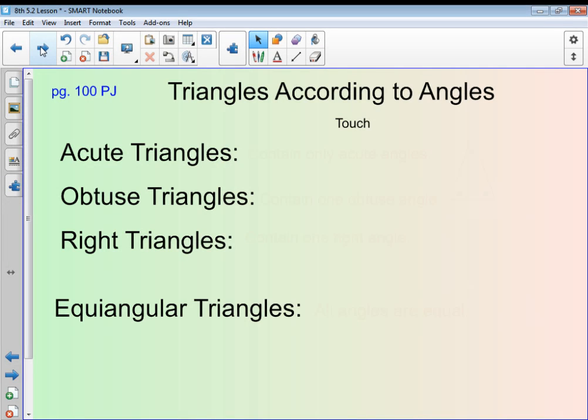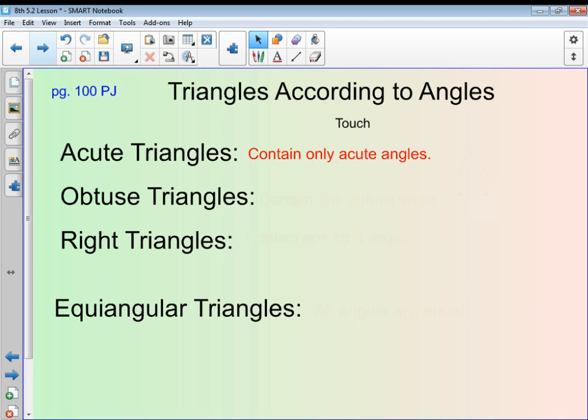So today we're going to work on naming triangles according to their angle measures. An acute triangle is going to contain only acute angles. The most important part of naming a triangle according to its angle measures is identifying the largest angle measure, and then that is the angle that is going to name the triangle. The only time that won't work is if all of your angles are the same, and then it has a special name. So if you look at your largest angle measure and it's less than 90 degrees, then the entire triangle would be considered an acute triangle.